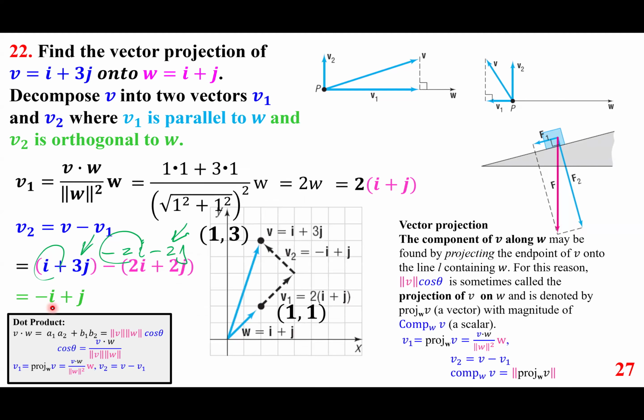And here's how the graph looks. Again, you can see this one is the same as that times 2. And this one is simply minus i plus j. We calculated it. Nice and easy.